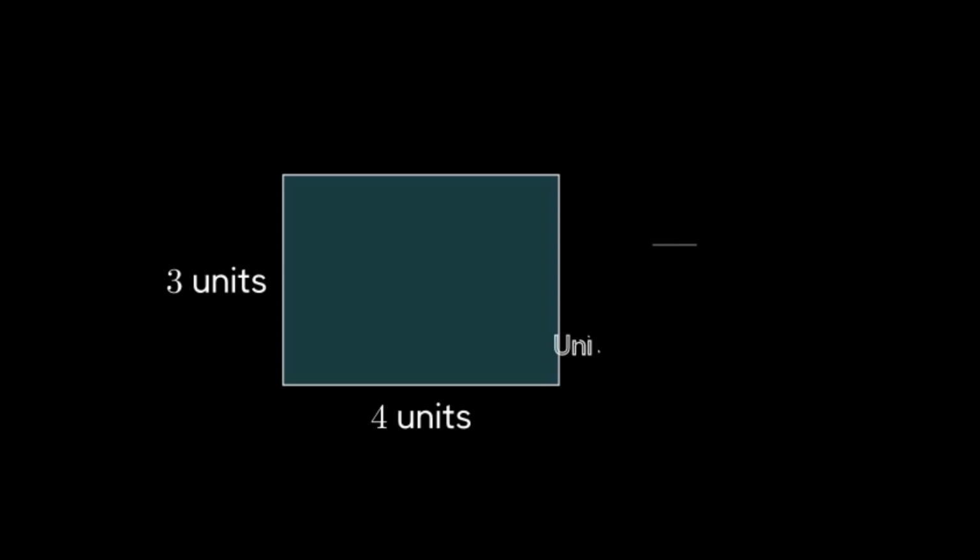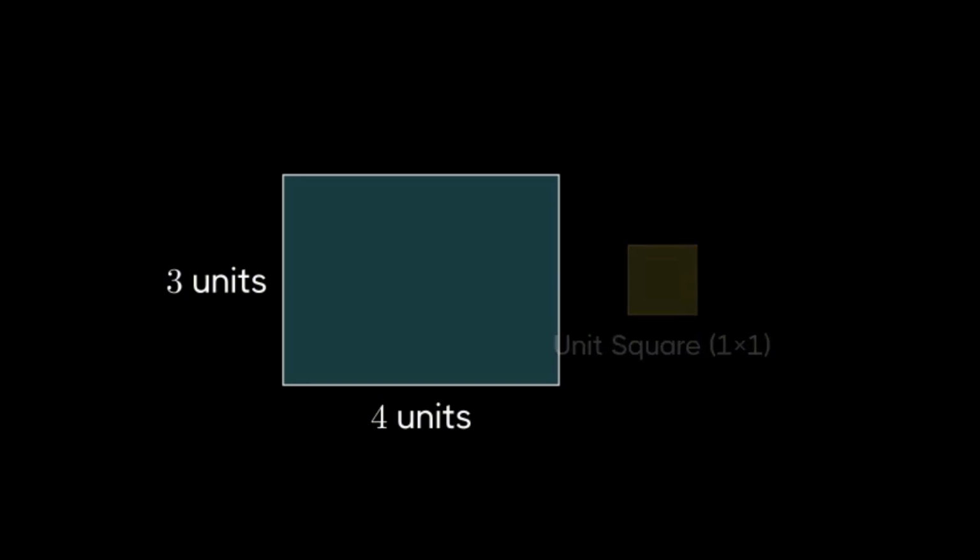To find the area of our rectangle, we need a standard measurement tool. This yellow square is called a unit square. It's exactly 1 unit wide and 1 unit tall, like a perfect little tile. When we talk about area, we're really asking, how many of these unit squares would it take to completely fill up our shape? Each unit square covers exactly 1 square unit of area.